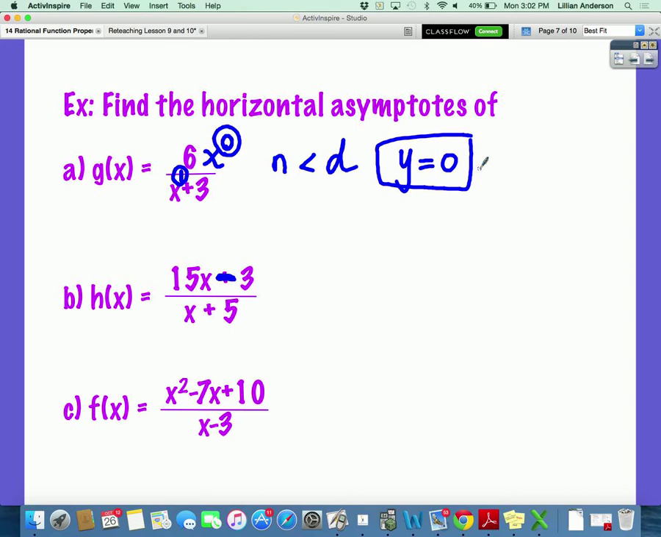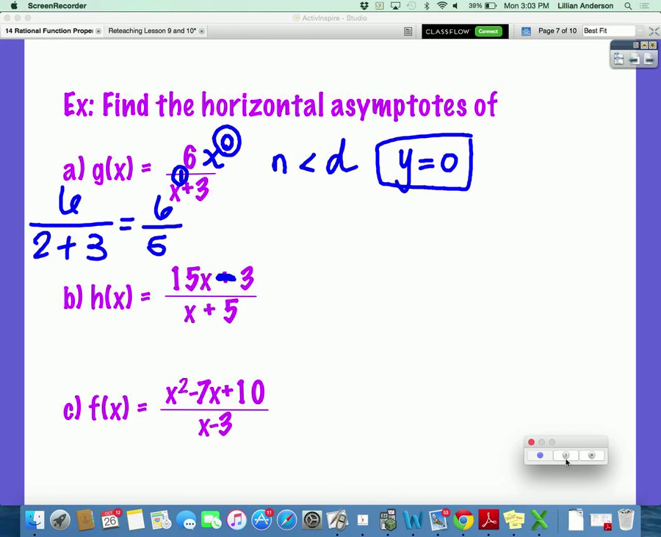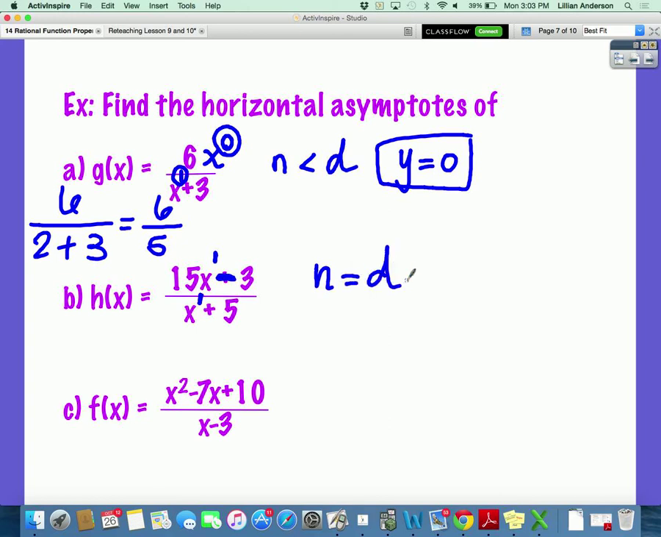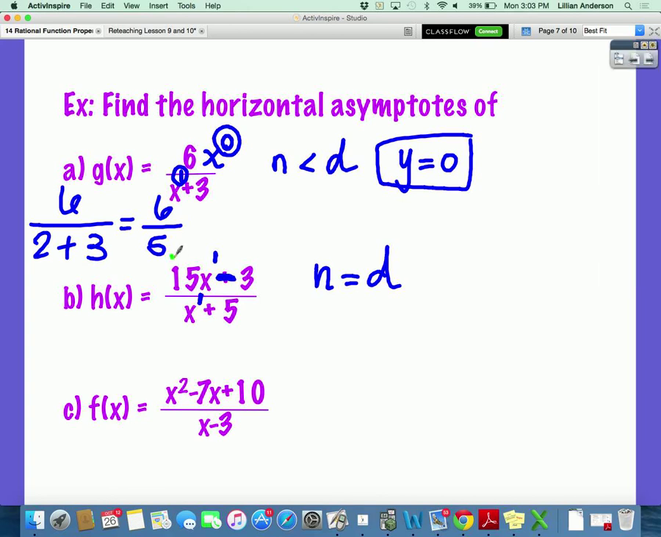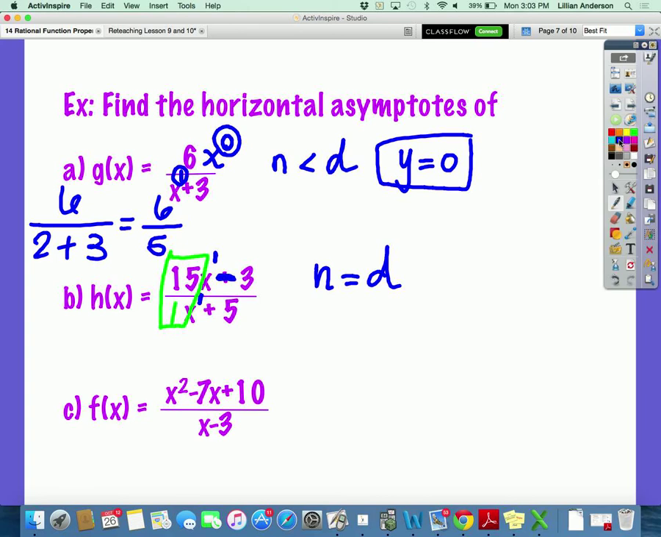When you're dealing with horizontal asymptotes, we're talking about the degree. For the second one, what's the degree of the numerator? 1. What's the degree of the denominator? 1. So we compare the degrees. The numerator is equal to the denominator, which means we look at the ratio between the coefficients. So it's 15 over 1, which is just 15. So the horizontal asymptote is y equals 15.